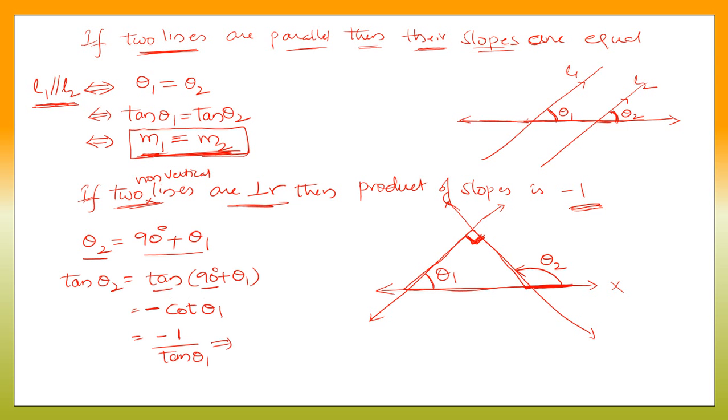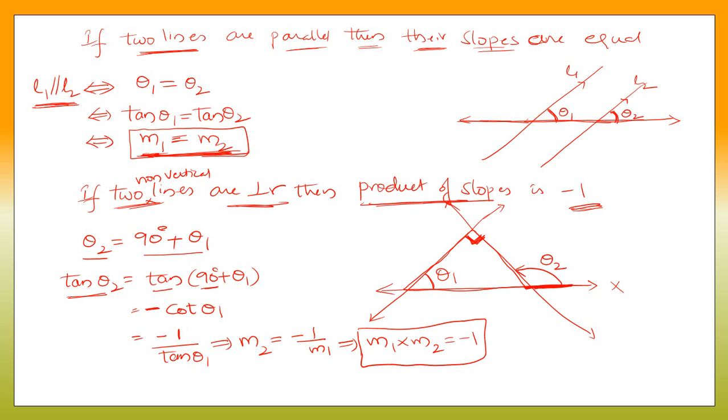Now from this, tan theta 2 means I can write it as m2, no? So m2 is equal to -1 by m1. So when I cross multiply, what I am going to get, m1 into m2 is equal to -1. So from this what I can simply say, the product of slopes is -1. So did we get the same answer? So this is nothing but the result.